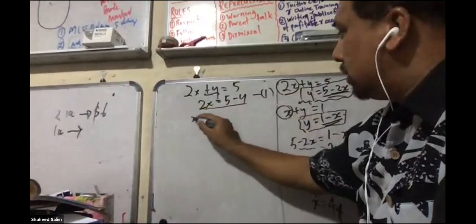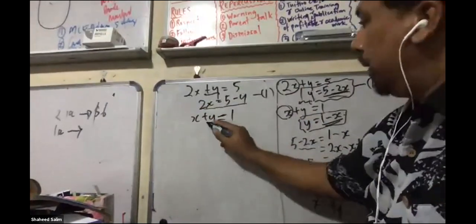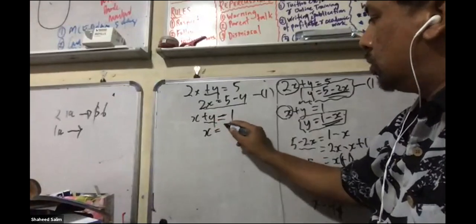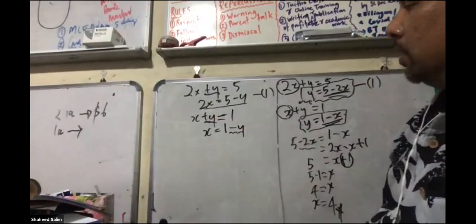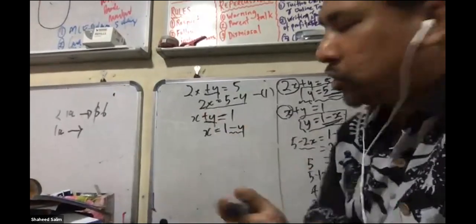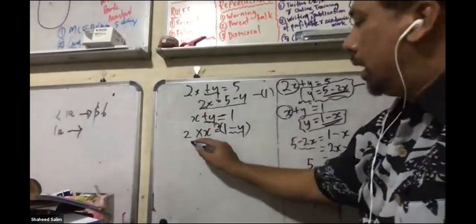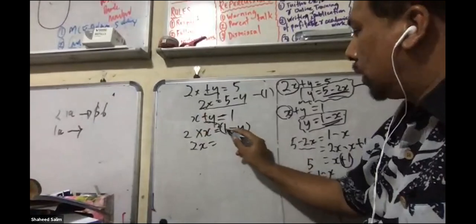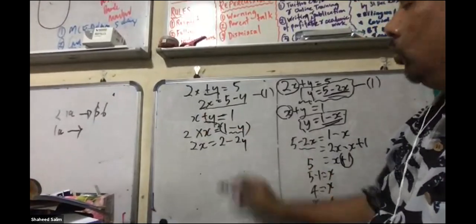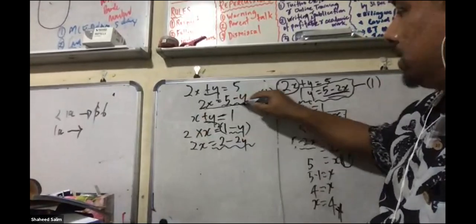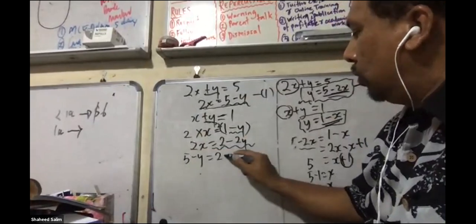Down here now, x plus y equals to 1. This is the other equation. Now bring the y over, x equals to 1 minus y. Plus y, you bring over, become minus y. But this one is x and the other is 2x. Problem. So you times this whole thing by 2. Get 2x equals to 2 times 1, 2, and 2 times minus y, minus 2y. 2x is equals to this, and 2x is equals to this. So 5 minus y equals to 2 minus 2y.